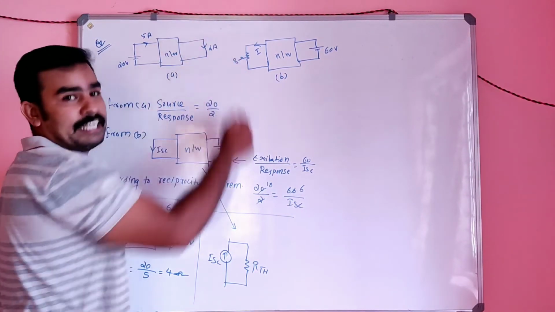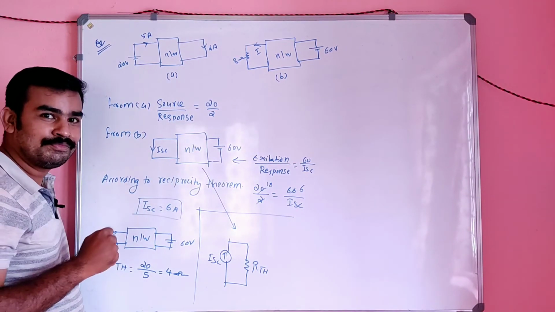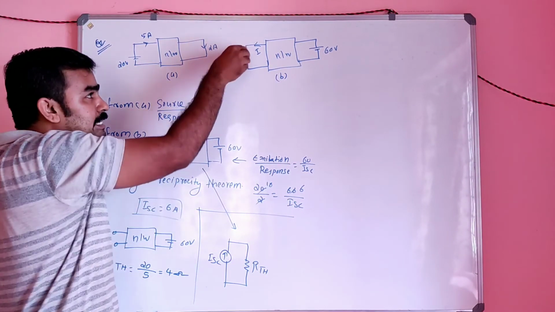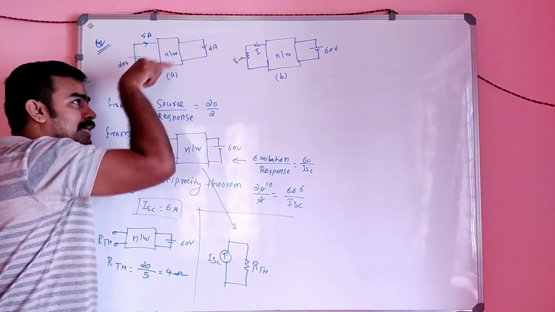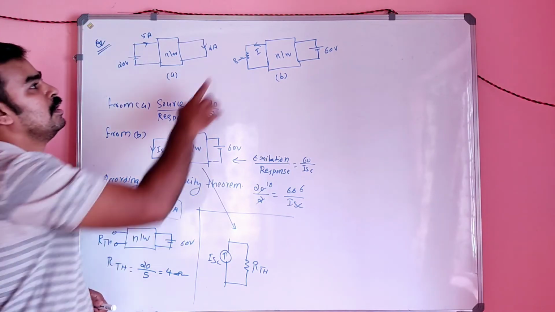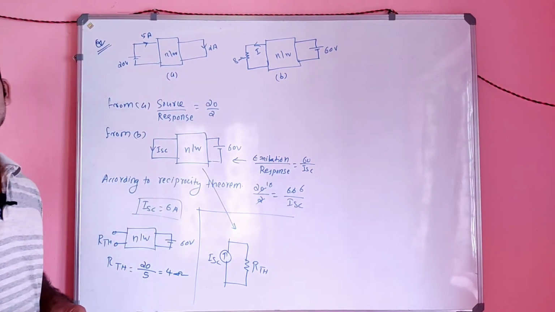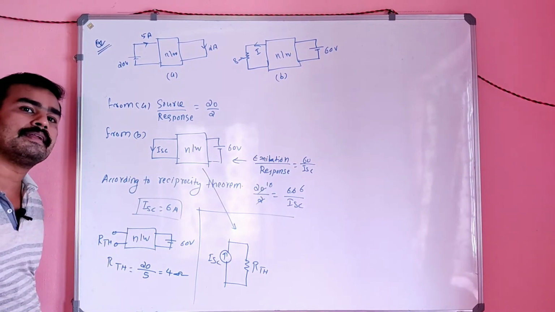And short circuit the terminal and find the value of the short circuit current. First step: you remove that 8 ohm, open circuit it, and look from that side and find the value of the Thevenin resistance there.